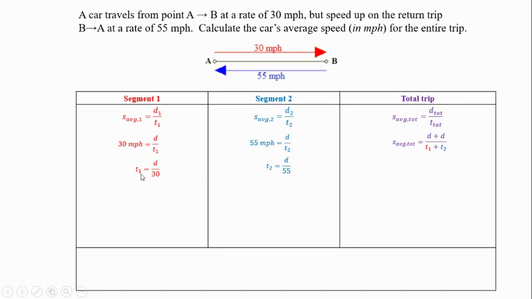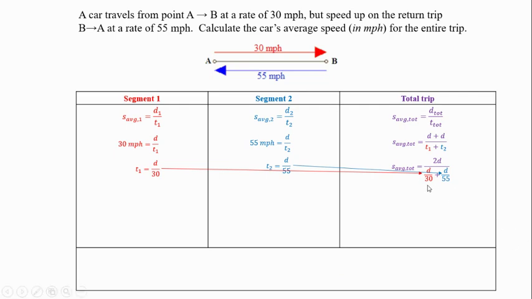So now I have an expression for T1 in terms of D. I have an expression for T2 in terms of D. What I could do next is substitute in for T1 and T2 in the denominator for the total trip. So let's go ahead and do that. I went ahead and simplified D plus D to give us 2D in the numerator. You can leave it as D plus D if you like, but I think reducing it down to 2D is a little nicer to look at. And then substituting in for T1 from the segment 1 information, which is D over 30, and then T2 is substituted in for D over 55.